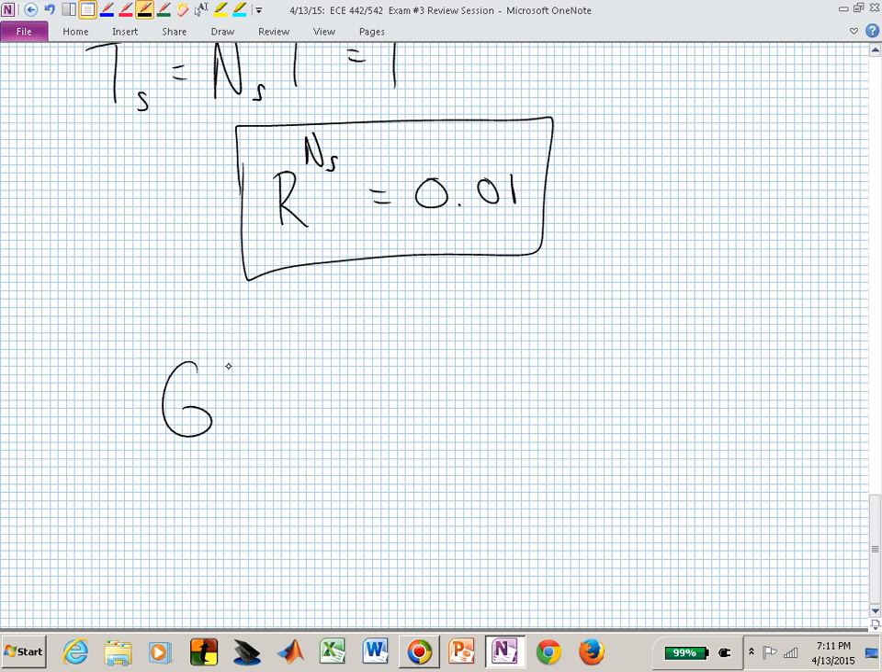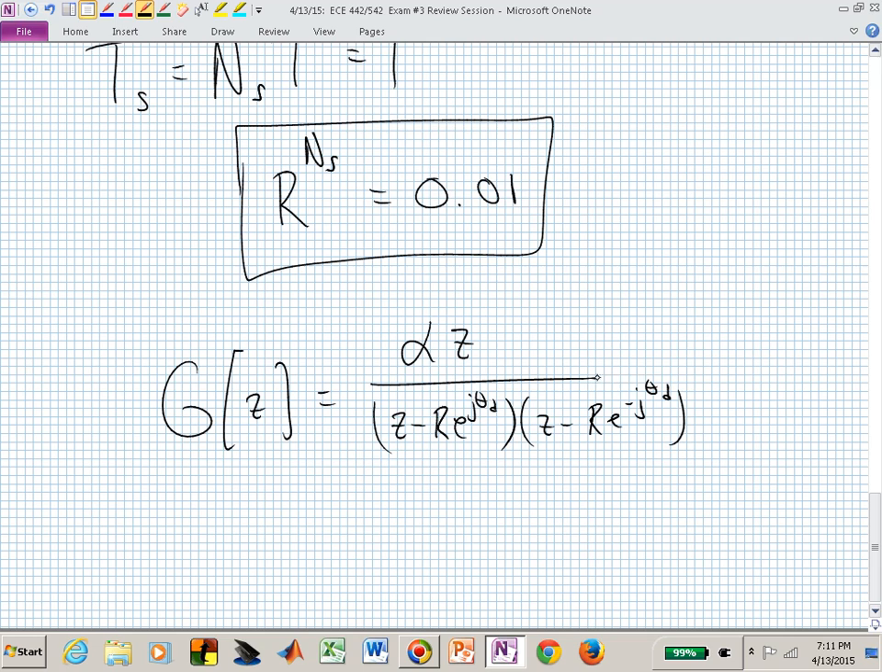So now G, maybe I said you have a zero at the origin. Now you might have some alpha z over z minus R e to the j theta sub d, z minus R e to the minus j theta sub d. Or you could use R and theta sub d to get the real and imaginary parts in rectangular form, and then you have z minus real part squared plus imaginary part squared in the denominator. Question?